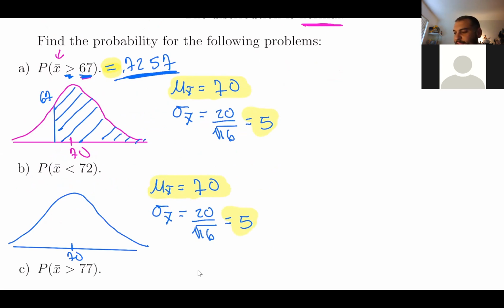If you look at this problem, we want to find the probability that X bar is less than 72. 72 is bigger than 70, so we put it on the right side. So here's 72. It says less than, which means you shade the left side.